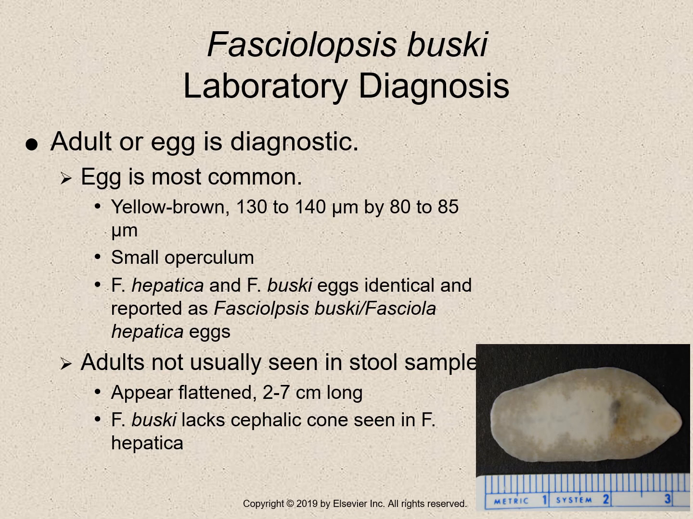The eggs of Fasciolopsis buski are actually identical to those of Fasciola hepatica, so when these are observed in microscopic smears, it should be reported as Fasciolopsis buski / Fasciola hepatica eggs, because they can't be identified to the specific species. This image on the right is showing an example of a Fasciolopsis buski adult fluke. This one measures approximately 3 centimeters in length.